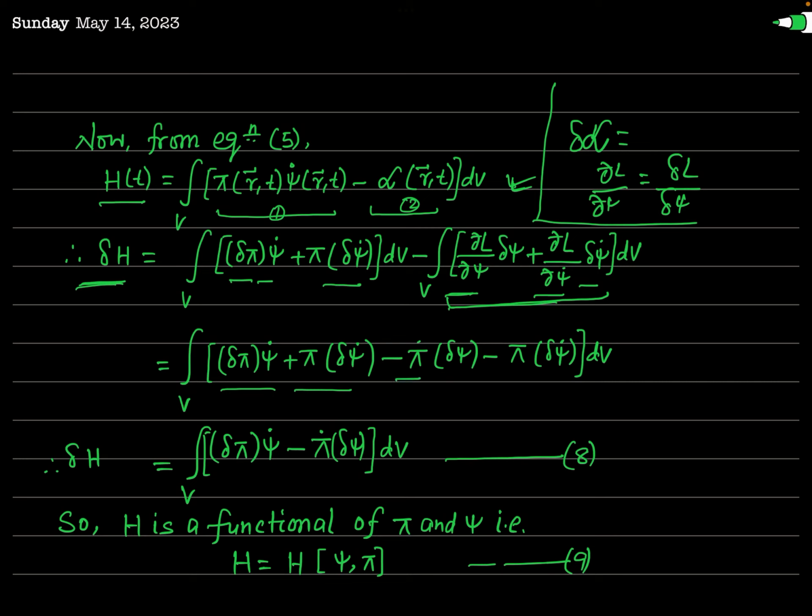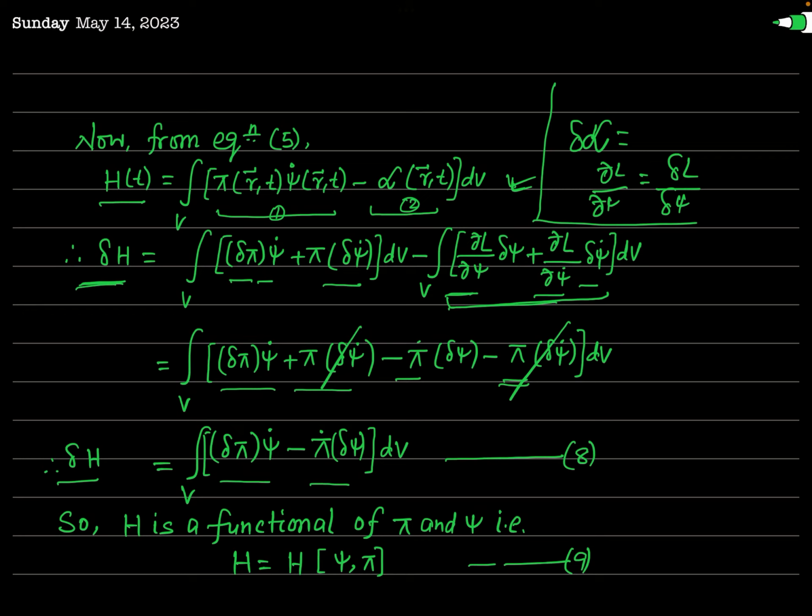Again, you have also seen that the functional partial derivative of Lagrangian L with respect to psi dot is equal to the conjugate field pi, so this del L by del psi dot has been replaced by pi. Now you can see that pi times delta psi dot and pi times delta psi dot, these two terms will cancel out. The remaining terms are the integral over V of delta pi times psi dot minus pi dot delta psi dV. In this way we have obtained the expression for delta H using the expression for the Hamiltonian in terms of the conjugate field pi and the Lagrangian density.